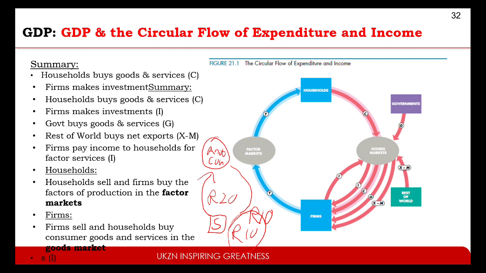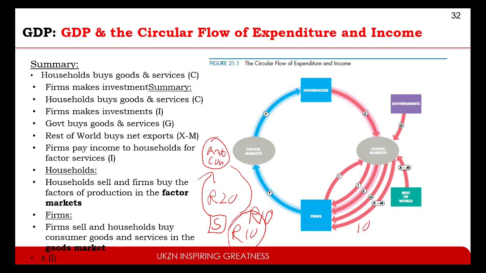If you export 20 rand worth of goods but only import 10 rand, that means you have a surplus. You'll see this in the next chapter video. But yes, 10 rand. That is why over here you say X minus M. If X is your exports, you got 20 rand, but you imported 10 rand, then your net is 10. So X minus M is 20 minus 10, which is 10 rand. Technically it's a positive 10 going in.